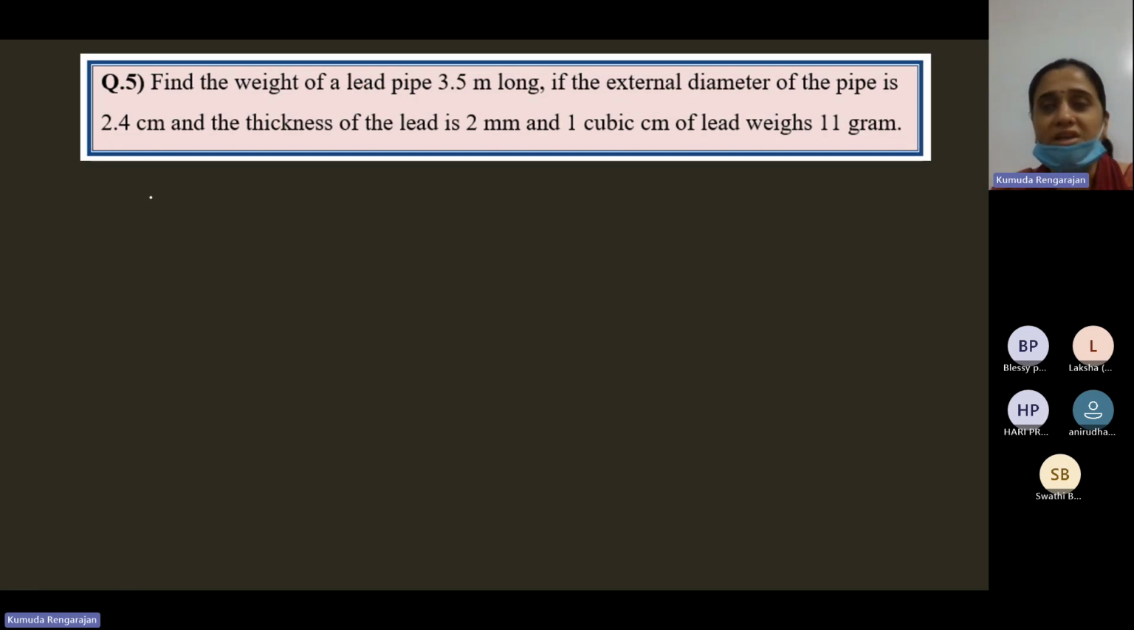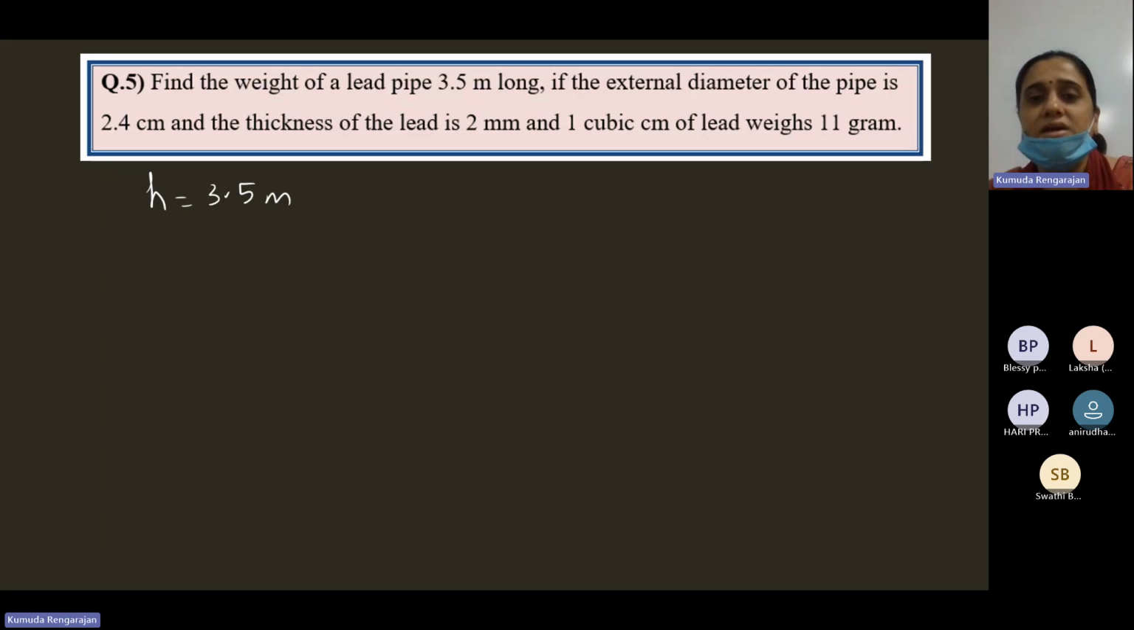External long, 3.5 meters long. That means that's a height, 3.5 meters. It's a cylinder, children. Pipe meaning cylindrical. Pipe is cylindrical. And the other thing is, whenever they say pipe, mostly it will have two radius. The wall will be thick, there'll be two radius, internal and external.